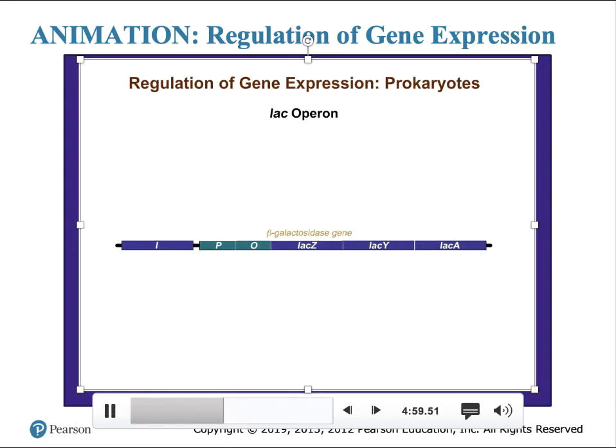Beta-galactosidase gene. The Lac-Z gene encodes beta-galactosidase, an enzyme that converts the disaccharide lactose to the monosaccharides glucose and galactose. Permease gene. The Lac-Y gene codes for beta-galactosidase permease, which assists the transport of lactose into the bacterial cell. Transacetylase gene. The Lac-A gene codes for transacetylase, an enzyme whose role is still not completely clear.